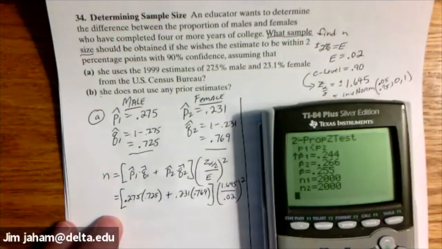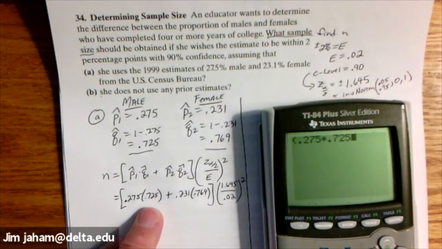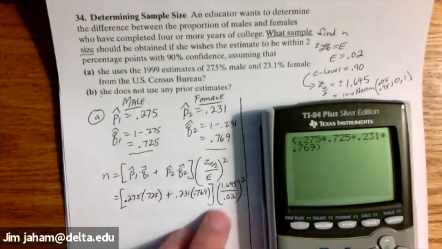So let's go ahead and calculate this. 0.275 times 0.725 plus 0.231 times 0.769. Close that off. And then we're going to multiply by 1.645 divided by 0.02. And don't forget to square that. It's the last thing.